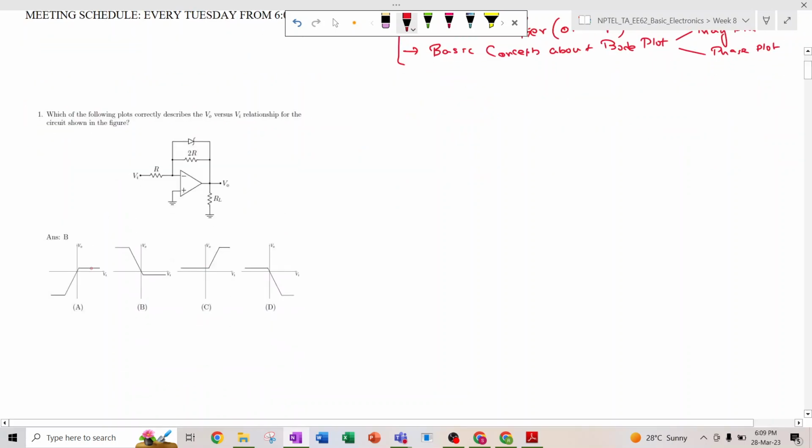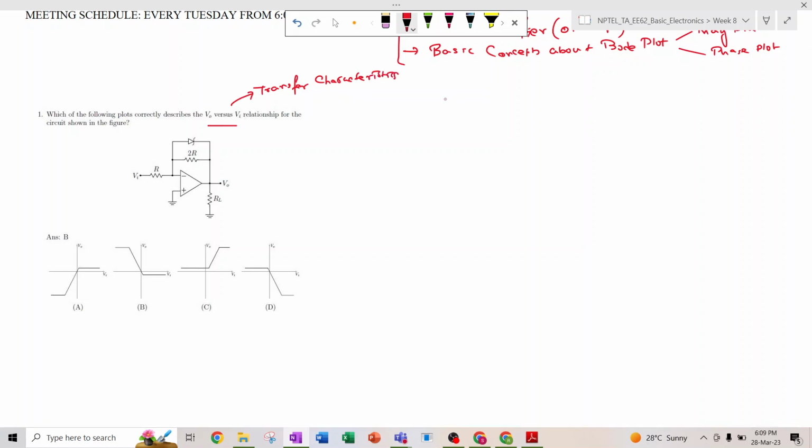Moving forward, this is the first question. Which of the following plots correctly describes the VO versus VI relationship for the circuit shown in the figure? As I have already discussed, the VO versus VI relationship is often known as the transfer characteristics.